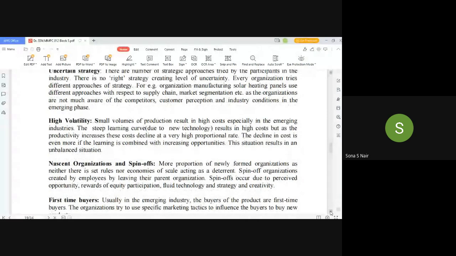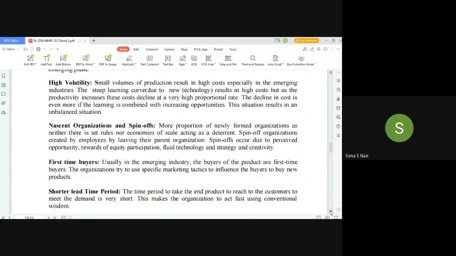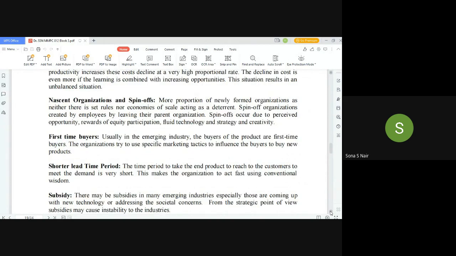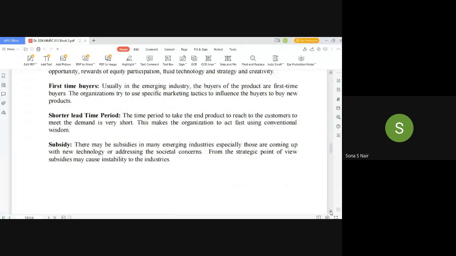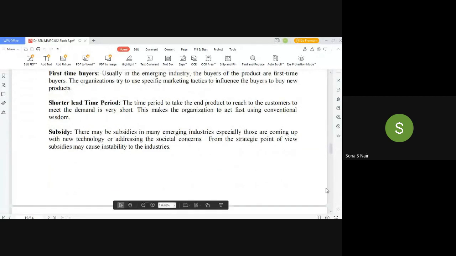There are a lot of nascent organizations and spin-offs. Nascent is newly formed organizations, spin-offs made by the employees who are working elsewhere. There are a lot of first-time buyers in the industry. There's a shorter lead time period in the sense that the product reaches the customer fast because it is a new industry. A lot of subsidies for emerging industries are being given by the government. So these are the various structural elements, structural situations that we find in emerging industries.